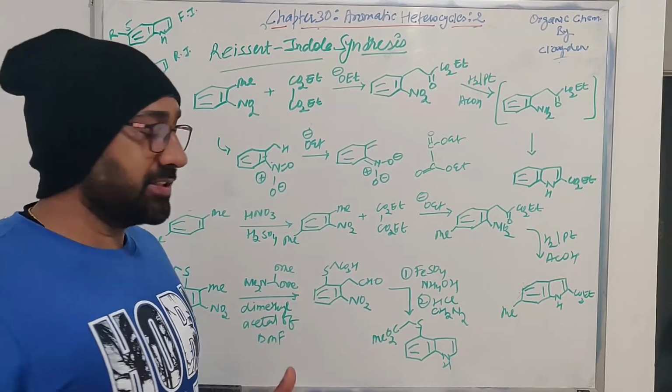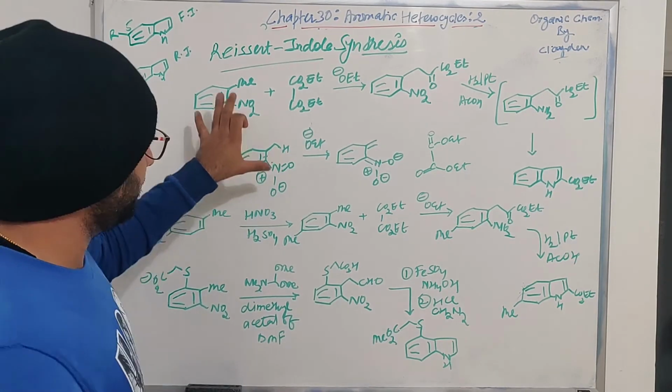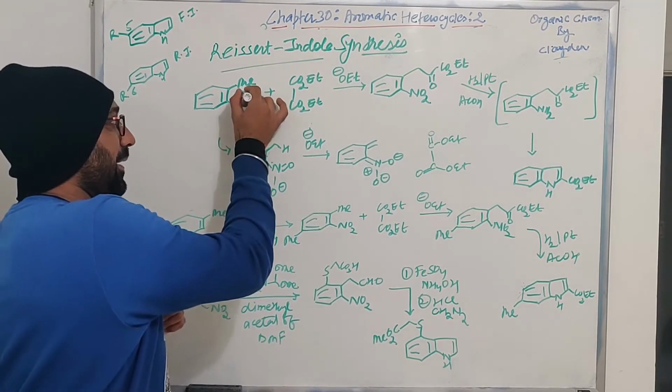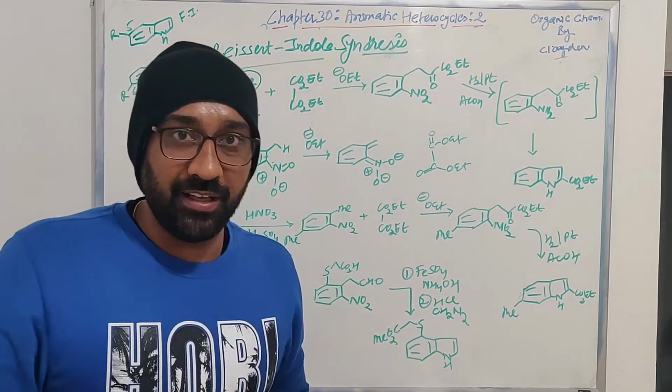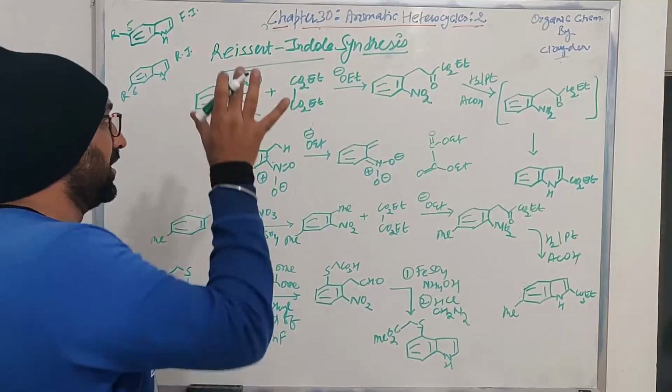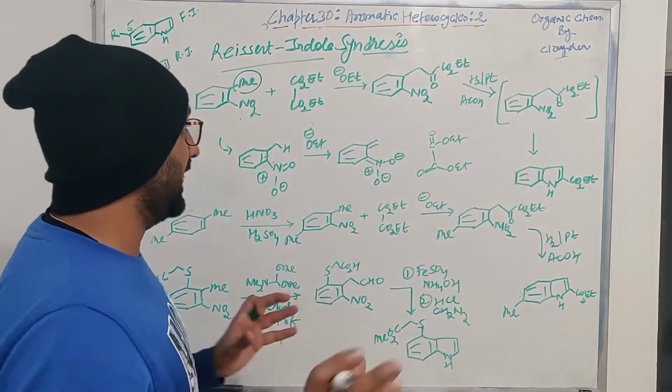So in this method, we start from 2-nitrotoluene. That is very important. Having a methyl group ortho to nitro is the main feature of this particular reaction. Based on this chemistry, I think a question has already been asked in the NET exam.